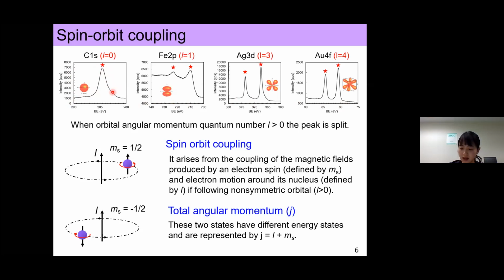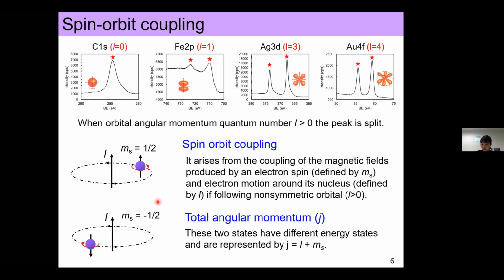Spin-orbit coupling arises from the coupling of the magnetic field produced by an electron spin and electron motion around its nucleus. The total angular momentum, J, represents the way of coupling. J is calculated by L plus ms.